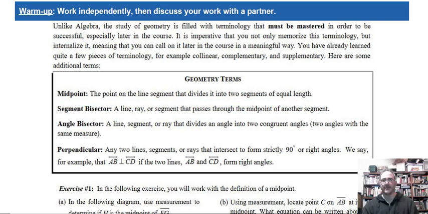Second of all, we have our segment bisector here, right? A segment bisector is a line or a ray or a segment that passes through the midpoint of another segment. So if you see a segment bisector, the segment bisector is going to intersect with a ray, a line, or a segment at the midpoint. So it's going to, whoop, sorry about that. Didn't mean for that to happen.